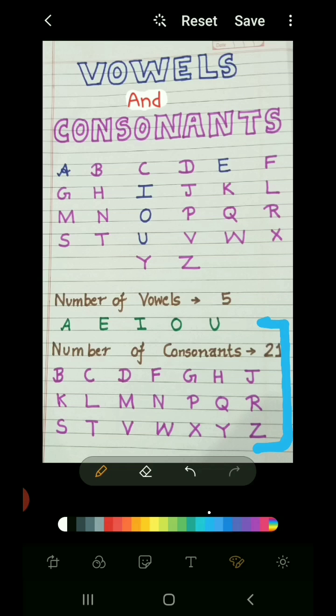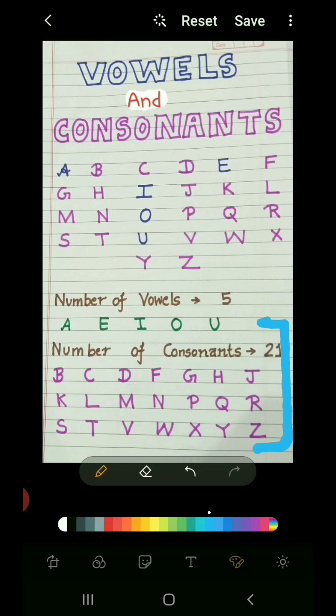H, J, K, L, M, N, P, Q, R, S, T, V, W, X, Y and Z. Very good.